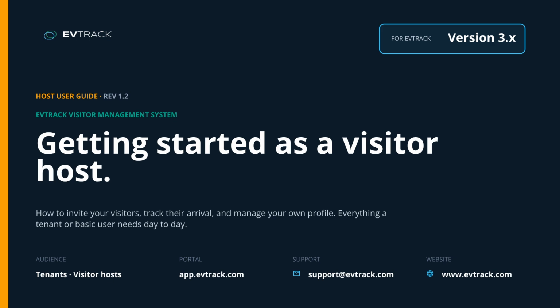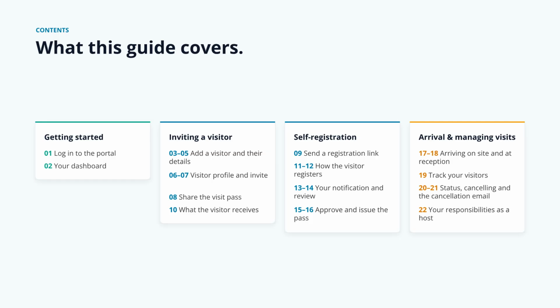Episode 1. Getting Started as a Visitor Host. For EvTrack version 3.0. This guide is structured into 4 key areas: getting started with the portal, inviting visitors, managing self-registration for your guests, tracking the arrival and departure process on site.